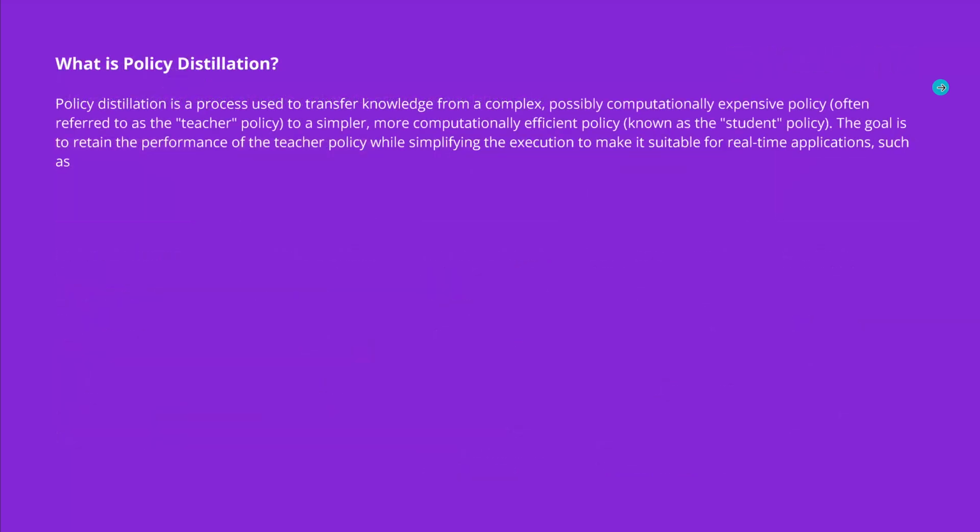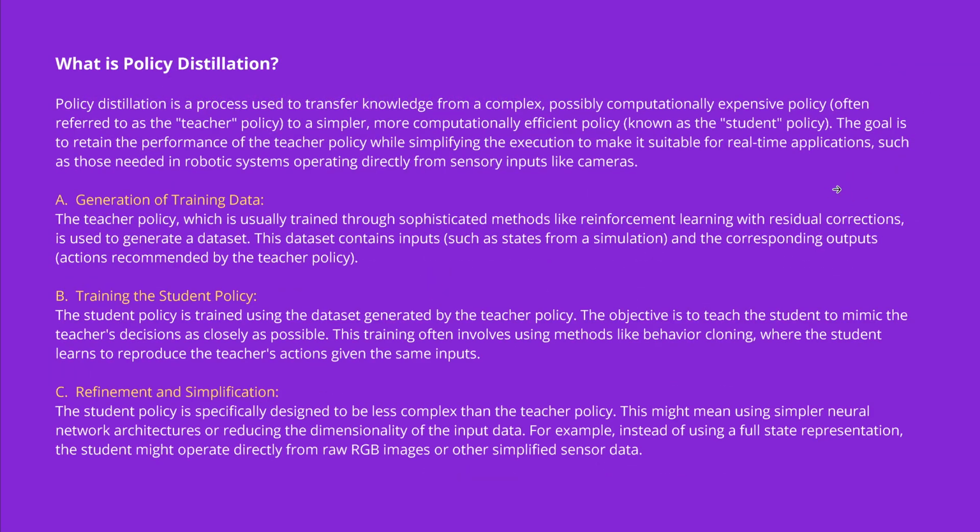Yeah, I talked about policy distillation here for my green grasshoppers. It is simply a process used to transfer knowledge from a complex, possibly computationally expensive policy, this is what we call the teacher policy, to a much simpler, more computationally friendly policy known as the student policy. And of course, we have the goal to retain the performance of the teacher policy while simplifying here the execution to an amount to make it suitable for real-time application, robotic systems on Mars that operate only on sensor input like RGB images from their cameras.